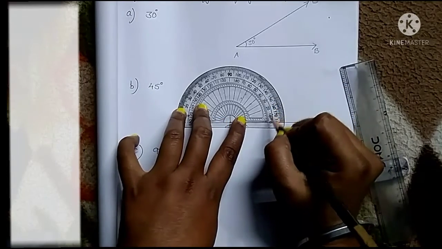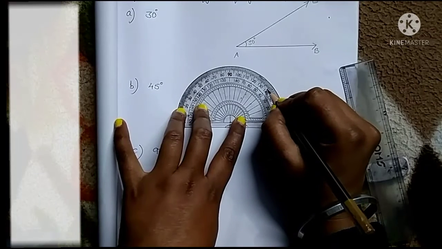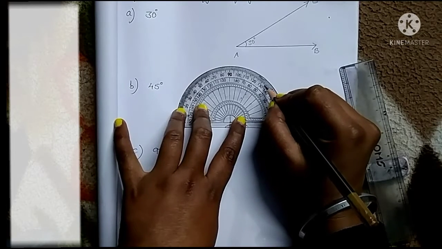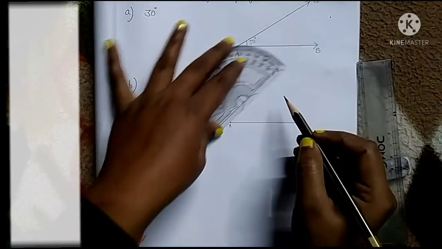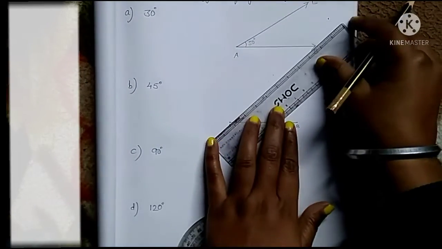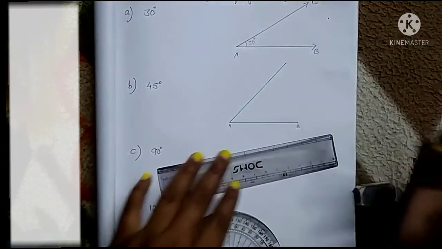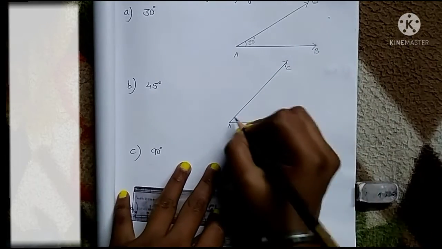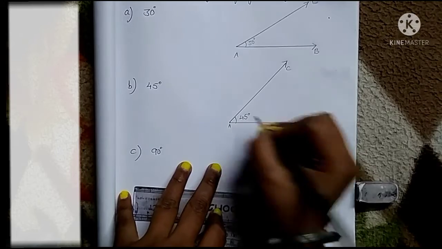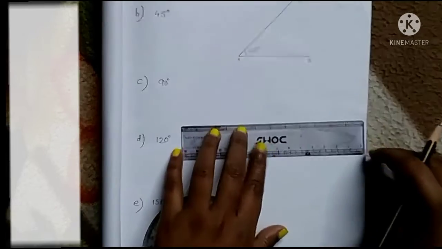Now 45 degrees, that is 40 plus 5. Here you see this big line is for 40, but we want 45. So from this, the small measurement 1, 2, 3, 4, 5 is for 45. We place the point here and now match this point. Okay, see, 45. Now 90 degrees, that is a right angle.